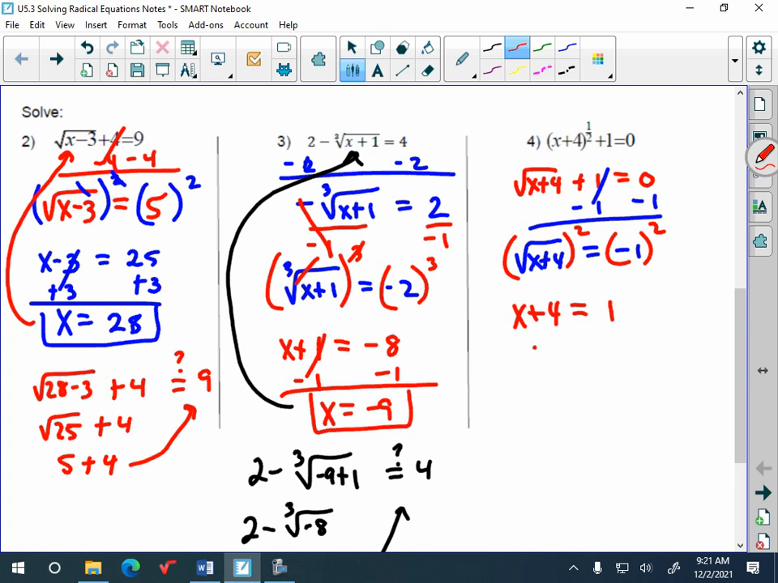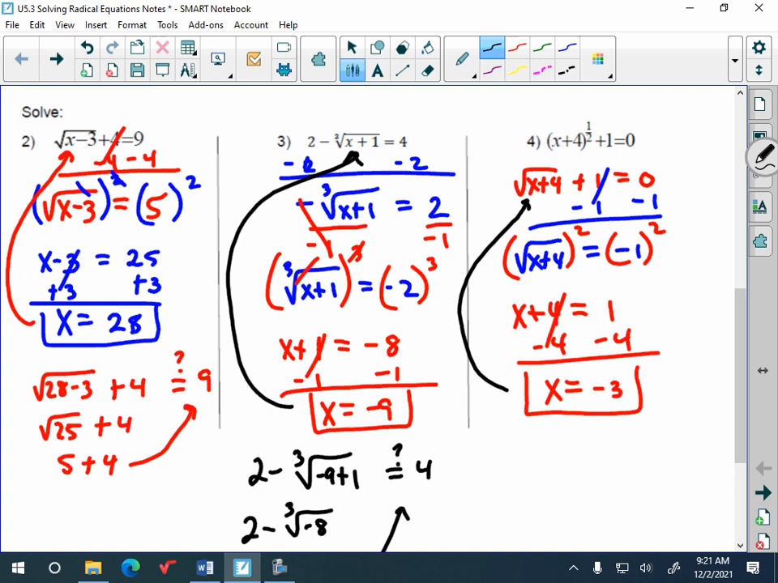All right, so then we can subtract the 4 over. X equals negative 3. All right, so then we're going to check to see if it works. Now, the easiest one to plug into is the one with the radical. You can plug it into the original one, but it's the same thing. The half exponent is the same as the radical.